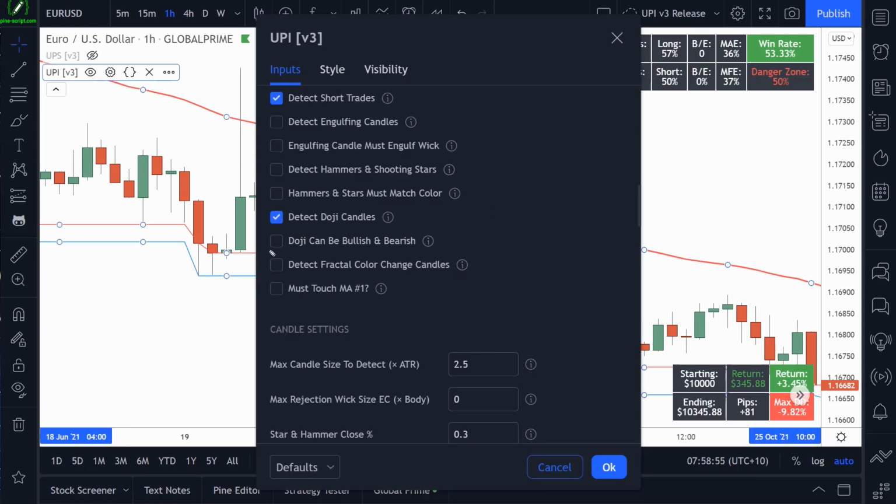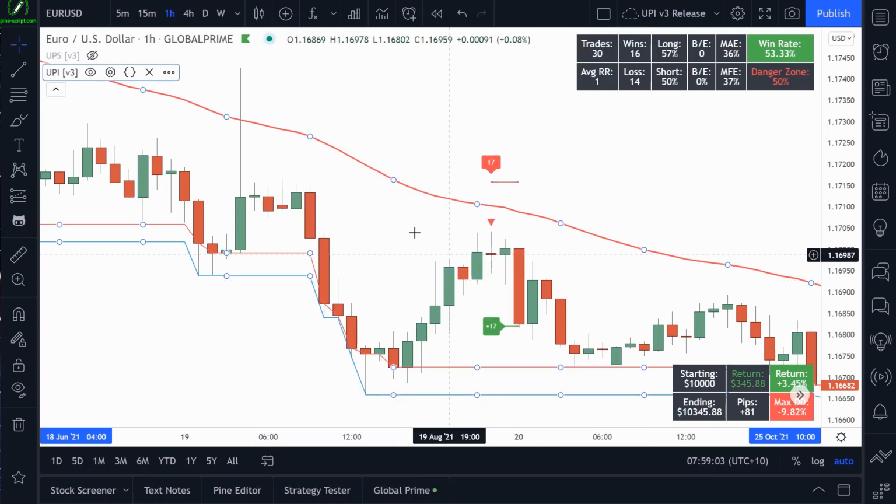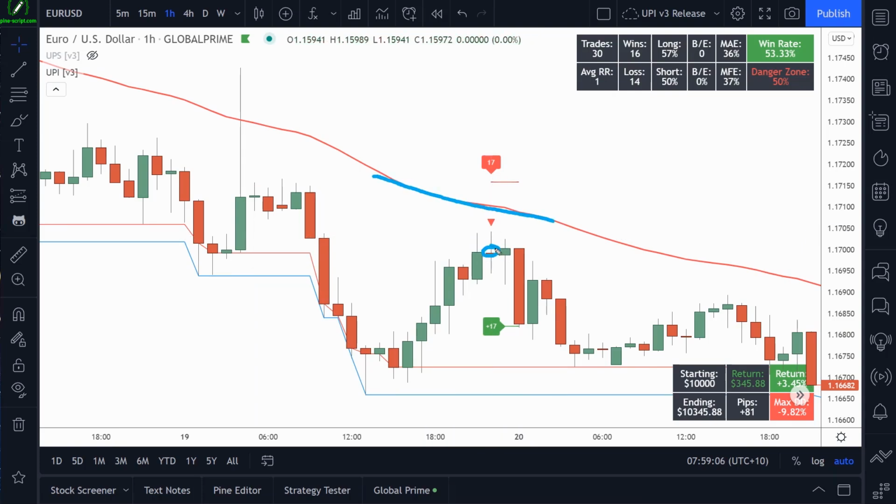And then we have another setting here, doji can be bullish and bearish. This is similar to the hammers and stars must match color. If you turn this on, then the doji candle for short trades must be red and the doji candle for long trades must be green. If you don't turn it on, then it can be any color. So if this was a green candle, it would still be considered a valid doji.